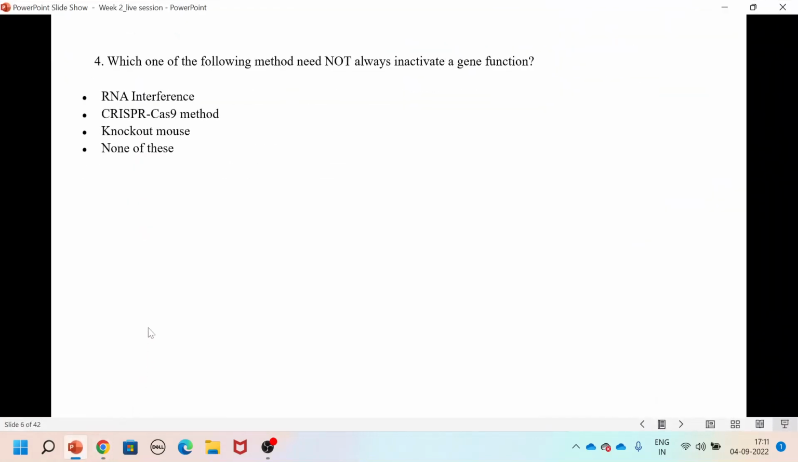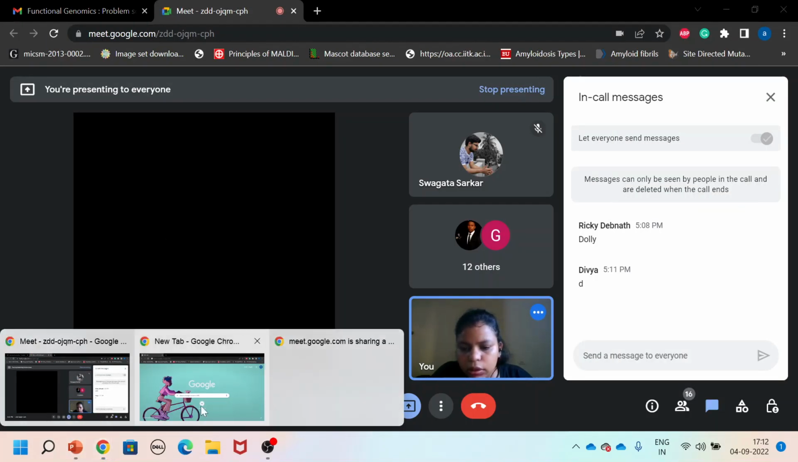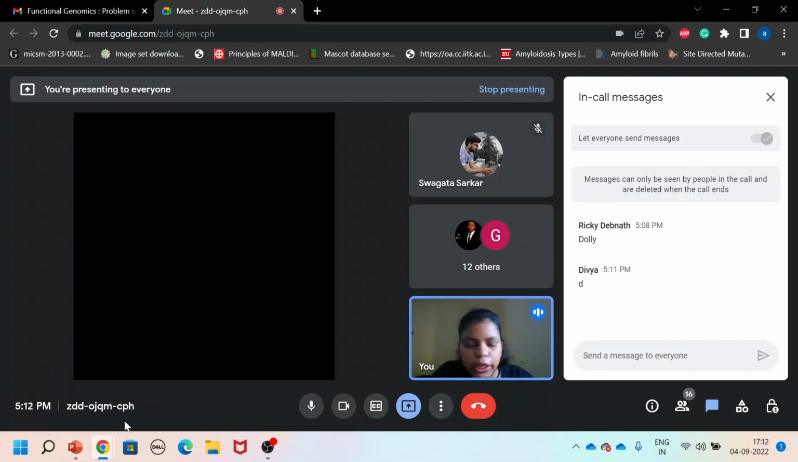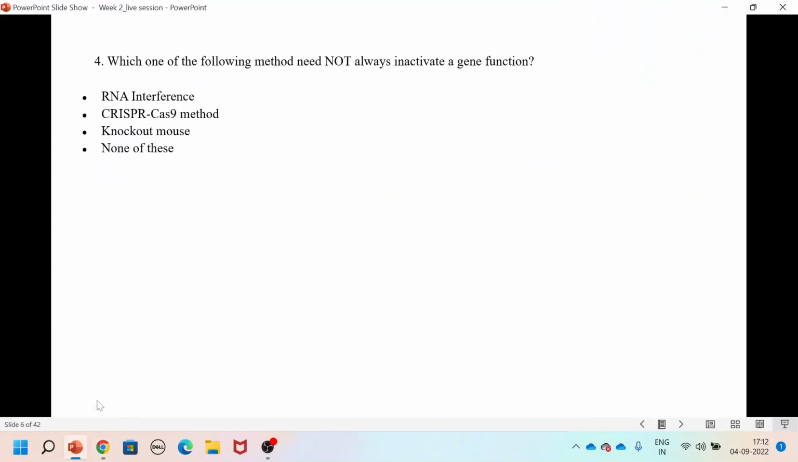RNA interference I will explain in detail later. So anyone who would like to answer, any guess? What can be the possible answer? Okay, D. Can you explain why you think none of these will always inactivate a gene function?